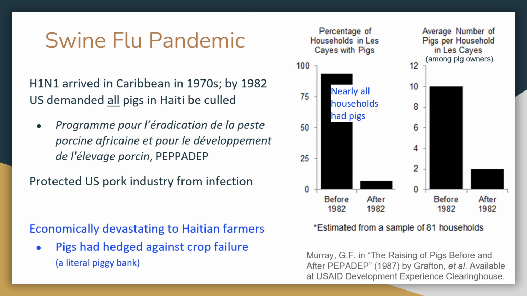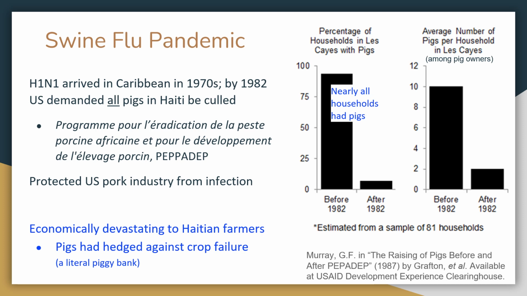This was economically devastating to Haitian farmers, and it turns out that they had been using pigs as a type of literal piggy bank. They kept pigs and didn't necessarily slaughter them on a routine schedule, but if their crop harvest was lower than anticipated, then they had this second option of selling their pigs for slaughter to make up that economic difference for their family. So think of these pigs as a literal piggy bank.